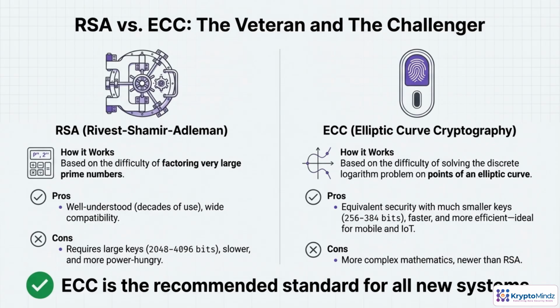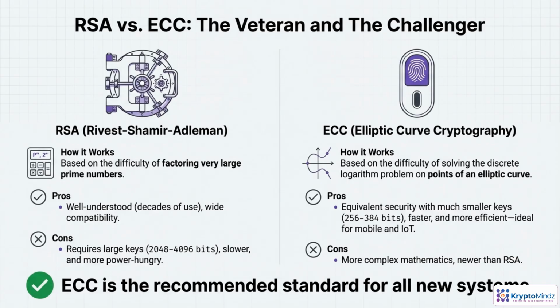RSA has been around since 1977. It's well understood, extensively studied, and has been proven secure through decades of scrutiny. This is its biggest advantage. It's battle-tested and trusted by everyone. But RSA has disadvantages. To maintain security as computers get faster, RSA keys must get bigger and bigger.